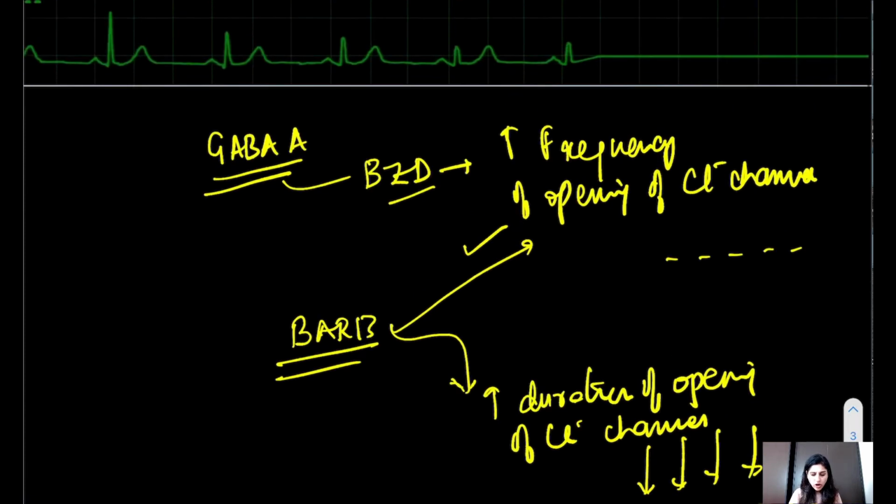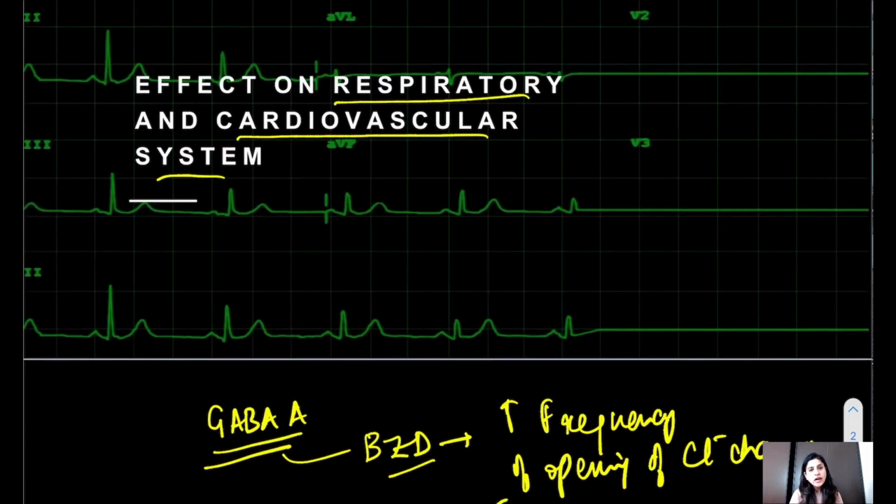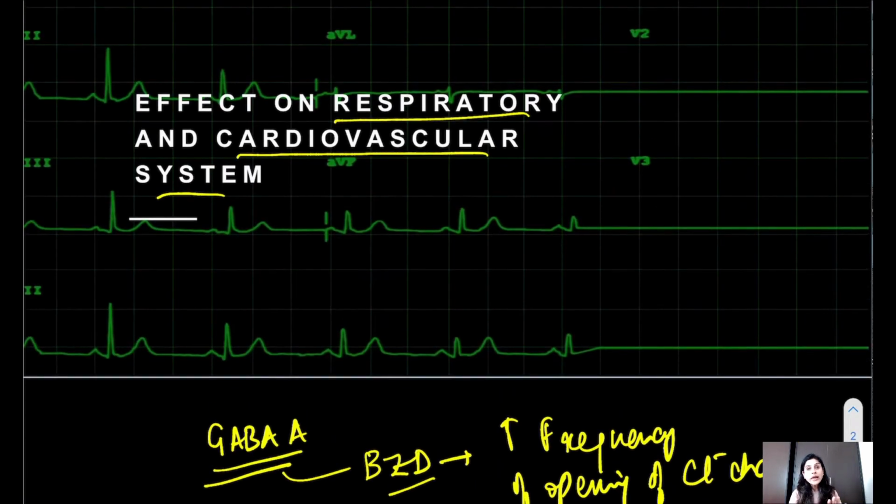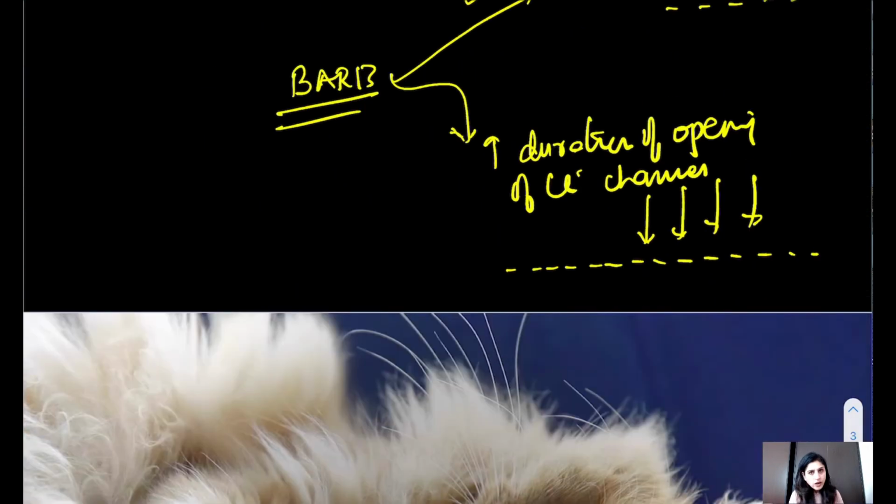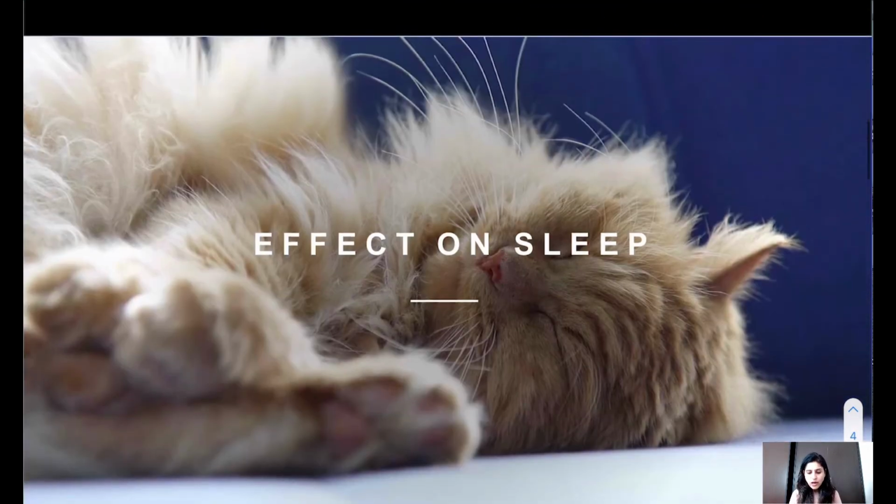So because of this effect on the respiratory and the cardiovascular system, we do not prefer to give barbiturates. We only prefer benzodiazepines. They're much safer in this regard. Hopefully, right? Now, let's come to the effect on sleep. You're giving these drugs for insomnia. So this cat is on these drugs. She's sleeping soundly and nicely.